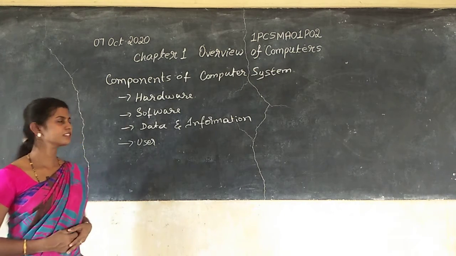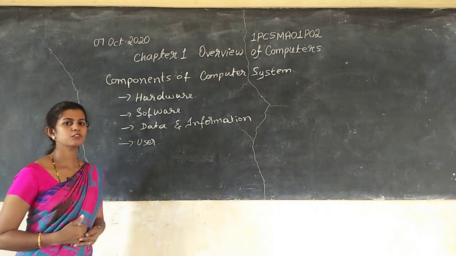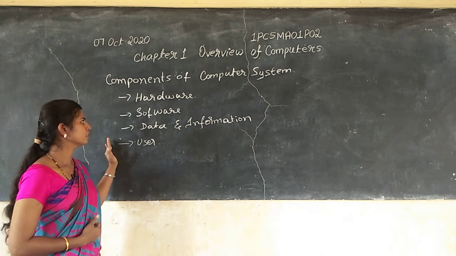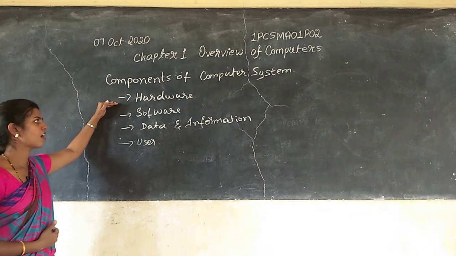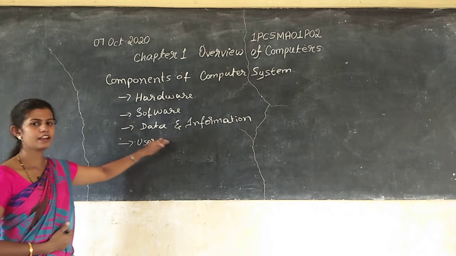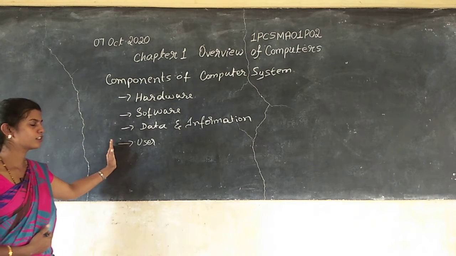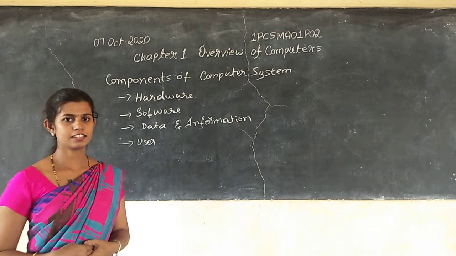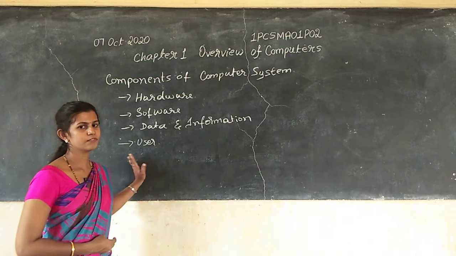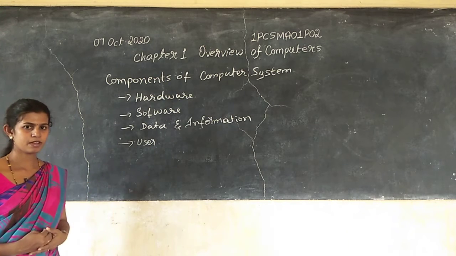The next topic is components of a computer system. Whenever you think about the computer, these four different things should come into your mind: hardware, software, data and information, and user. These components help to solve any specific task in the computer, and these are very important components of the computer. Let us see them one by one.